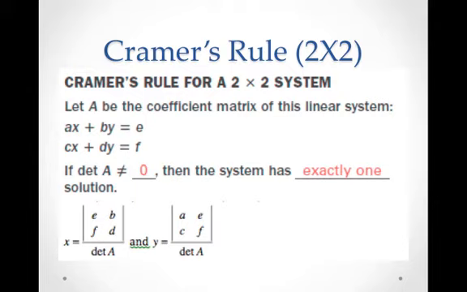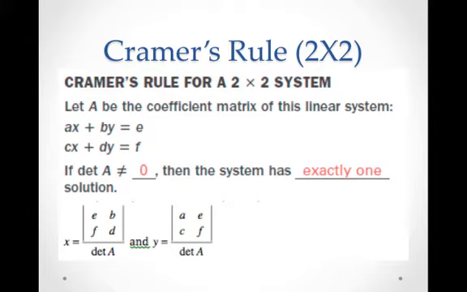Okay, so it has exactly one solution, and x is equal to the determinant of the matrix with E, F in the first column, B, D in the second column, over the determinant of A. And notice that E and F are the constants, what the equations equal, and it's like they're replacing A, C. They're replacing the coefficients of x. And then B, D stays in its same place from the coefficient matrix. And then for y, the first column is A, C, and the second column is E, F.